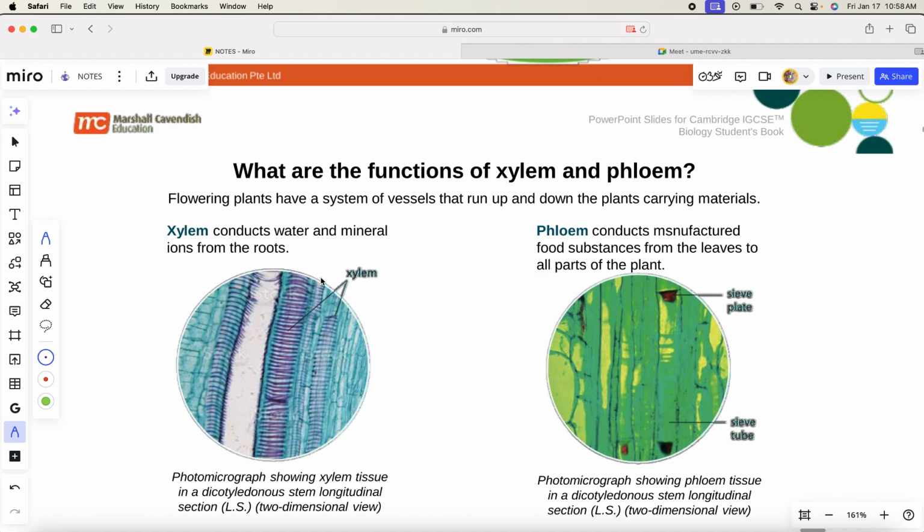So what is the job of the xylem vessels? The job of the xylem vessels is to carry water, the water that has been taken from the ground by the root hair cells. The root hair cells are adapted and suited for being able to absorb water from the ground. The root hair cells of the roots of the plant are adapted to be able to absorb water, and it does that by using the method of osmosis.